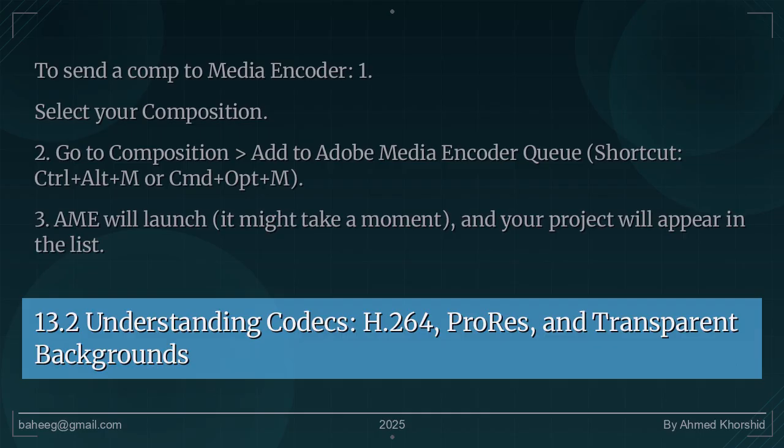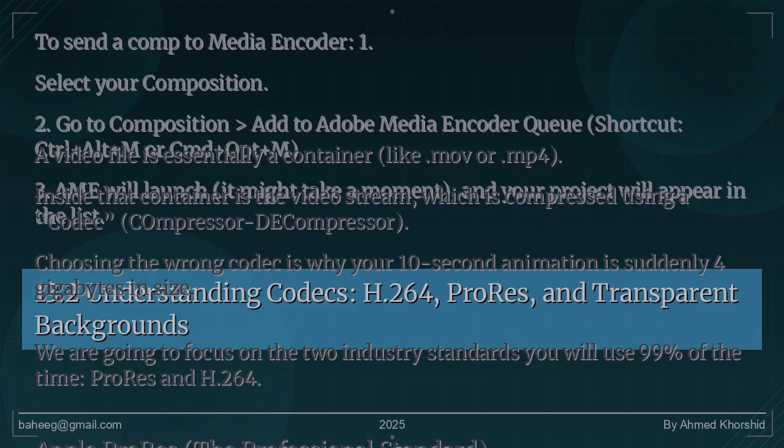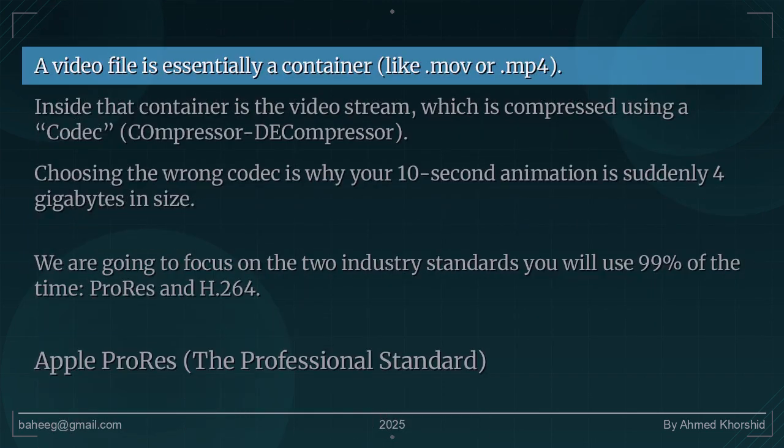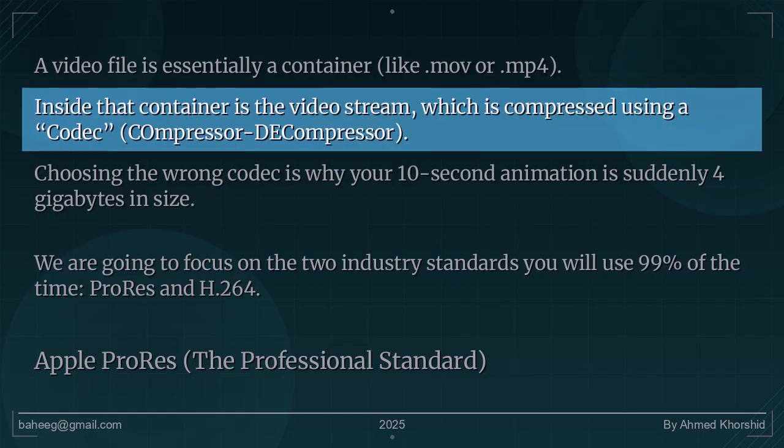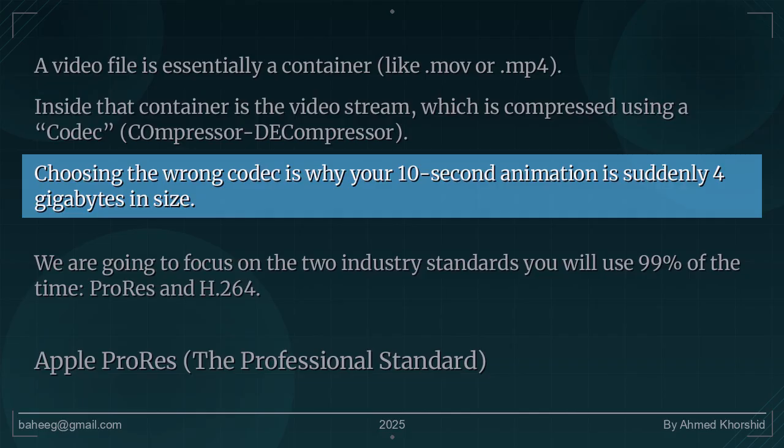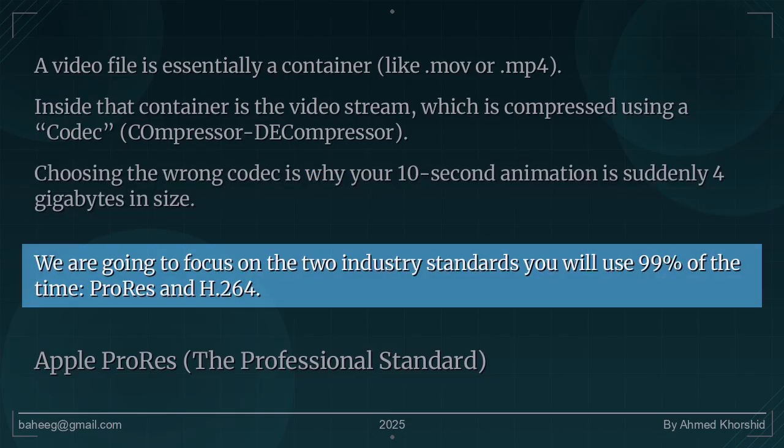13.2 Understanding Codecs, H.264, ProRes, and Transparent Backgrounds. A video file is essentially a container, like .mov or .mp4. Inside that container is the video stream, which is compressed using a codec, short for coder-decoder, or compressor-decompressor. Choosing the wrong codec is why your 10-second animation is suddenly 4 gigabytes in size. We are going to focus on the two industry standards you will use 99% of the time, ProRes and H.264.